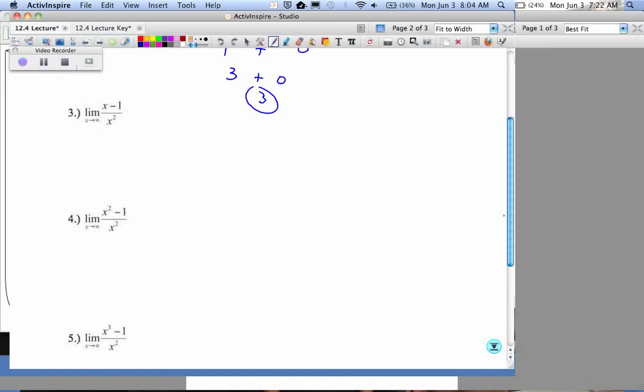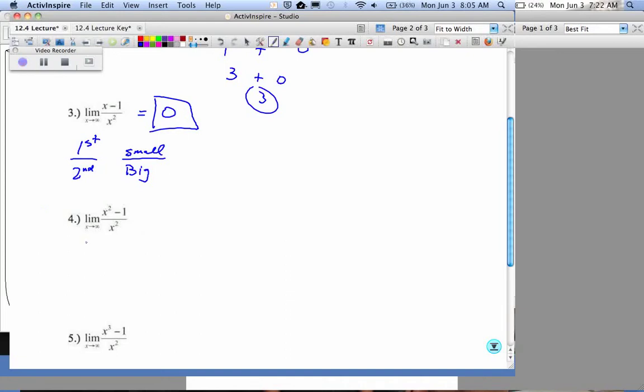What's the degree on top? That's a first degree. What's the degree on the bottom? Second degree. What we talked about in 2.6, 2.7 is what happens when the big degree is on the bottom? The horizontal asymptote would be y equals 0. So if you graph this, you're going to see it do whatever it wants, but eventually it's either going to come down against the 0 or come up and against 0.